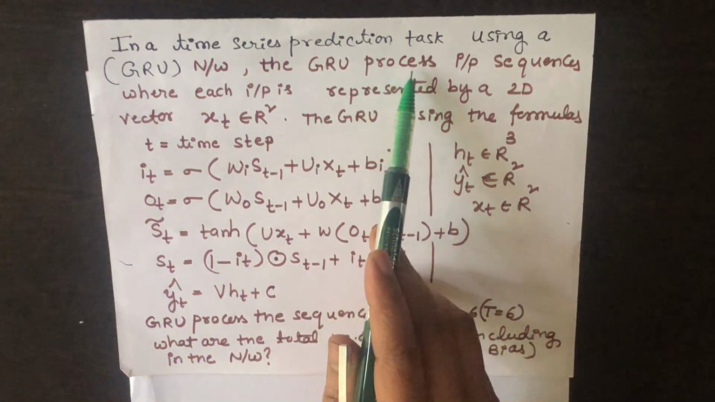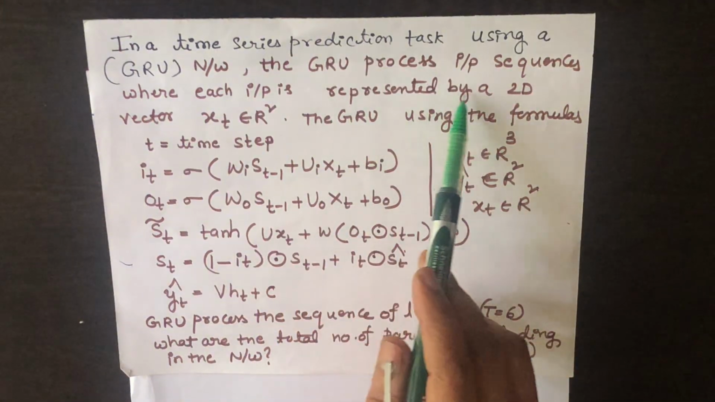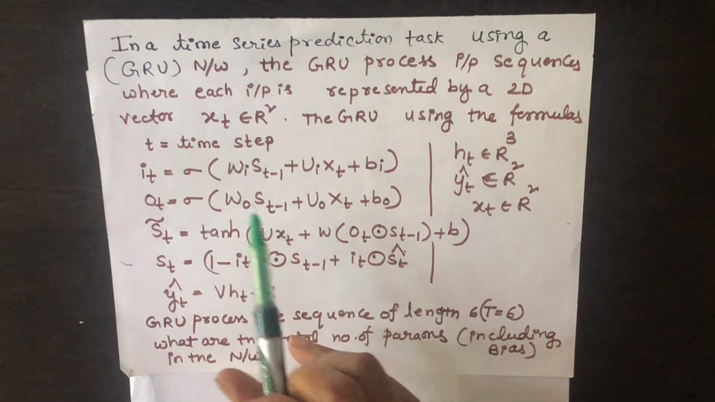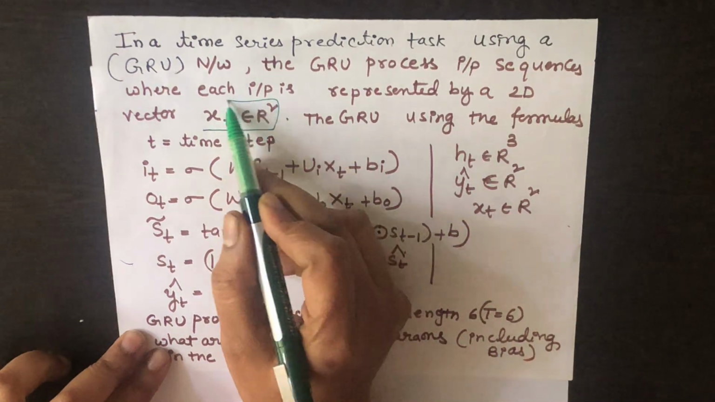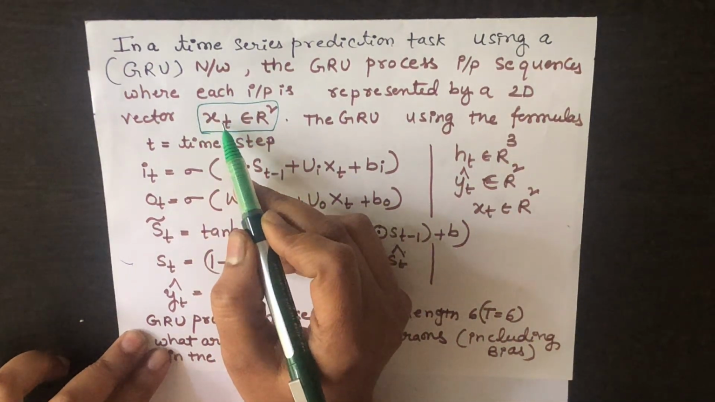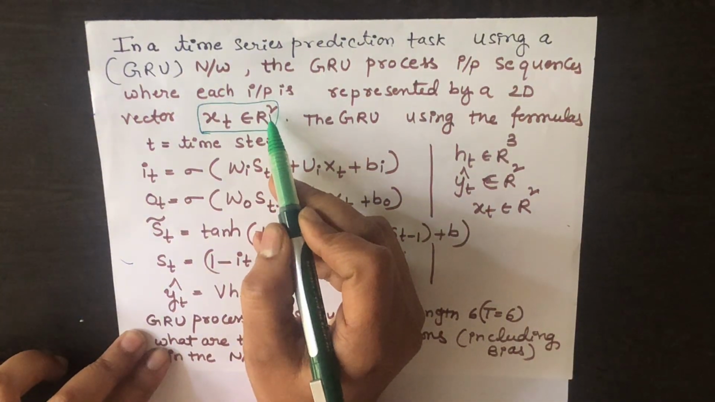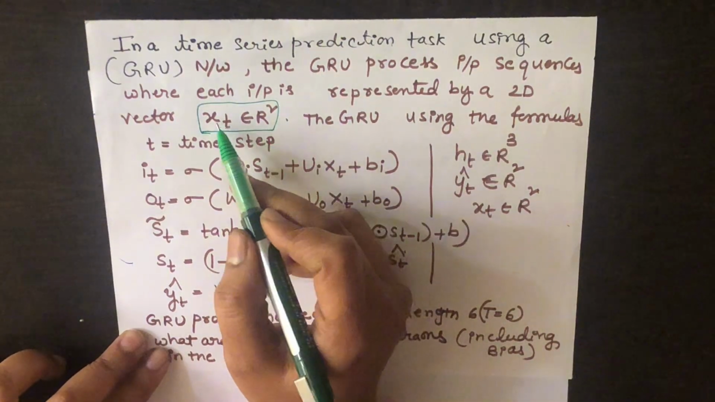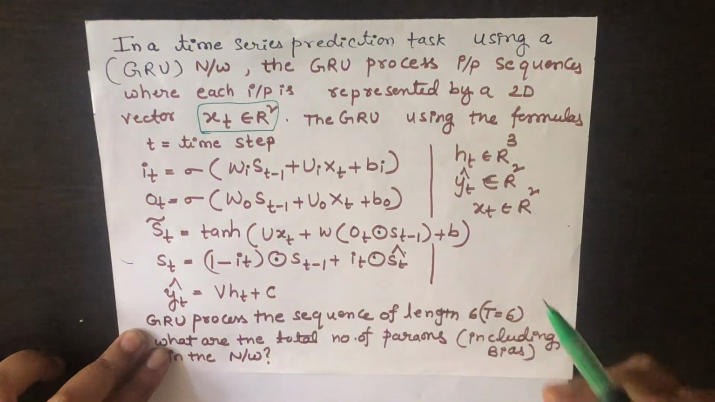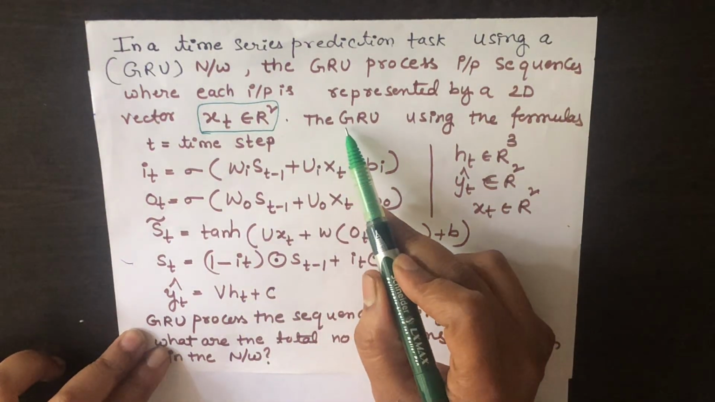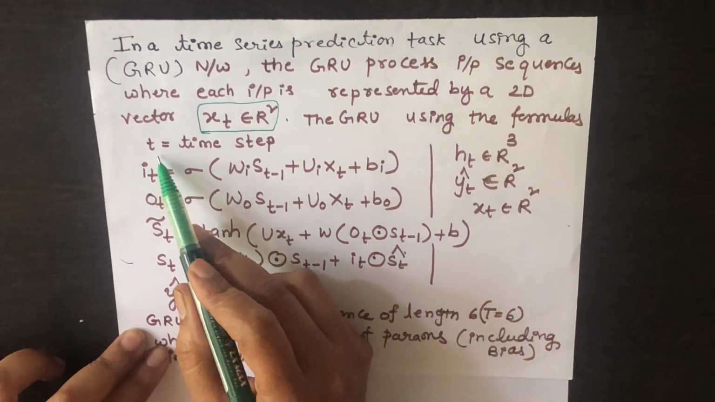The GRU processes input sequences where each input is represented by a two-dimensional vector xt belongs to R². So this is the input, xt is the input vector and belongs to R², that is two-dimensional. So the dimension of xt is 2 cross 1. The GRU, the gated recurrent unit, uses the formulas, where t is the time step.